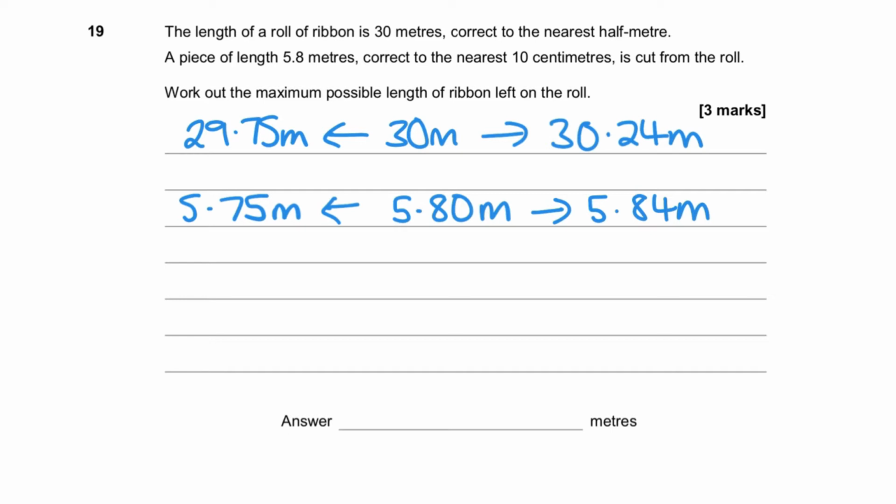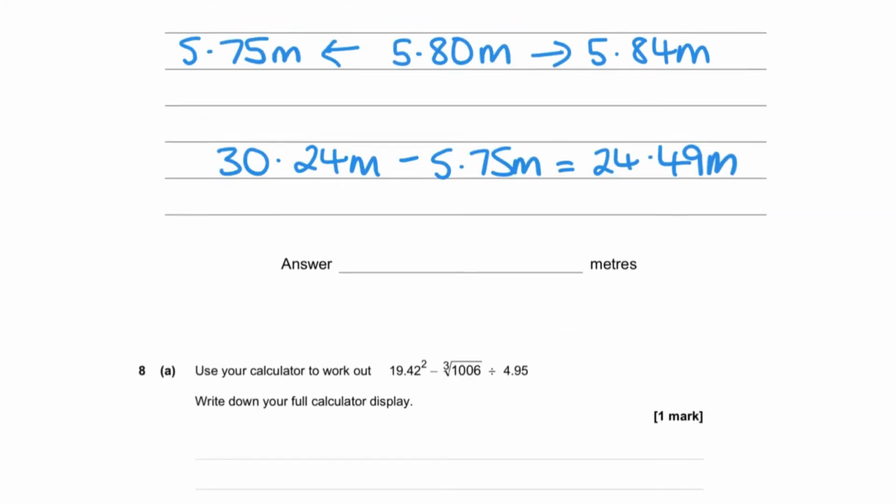So in order to work out the maximum possible length of ribbon left on the roll, we need to start with the maximum possible length and take away the smallest possible length of ribbon from the roll, which will leave us with 24.49 metres of ribbon, which is the maximum possible length of ribbon left on the roll.